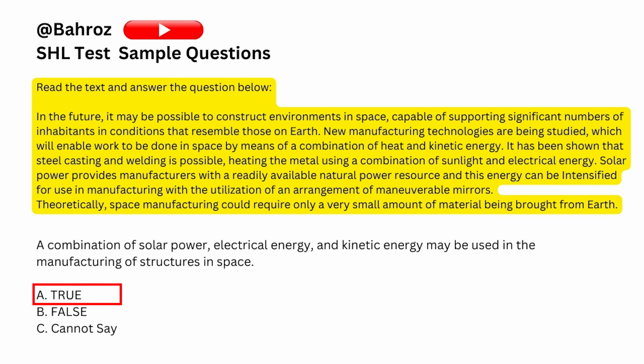The answer is true. The passage mentions that steel casting and welding is possible using a combination of sunlight, solar power, and electrical energy. New manufacturing technologies are being studied which use a combination of heat and kinetic energy. This supports the idea that solar power, electrical energy, and kinetic energy may all play a role in space manufacturing. Therefore, the correct answer is true.